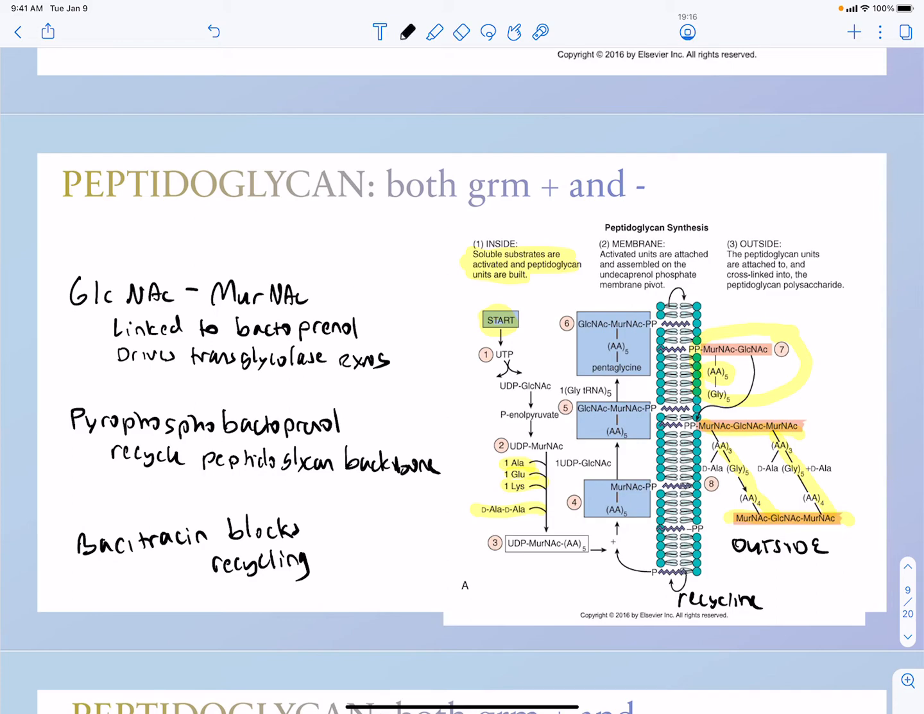So we have here a few antibiotics that work. We have vancomycin that is going to block the D-alanine cross-linking. We have bacitracin that's going to block the recycling. And then we're going to, of course, introduce now the penicillin binding proteins that are the target for the beta-lactams.